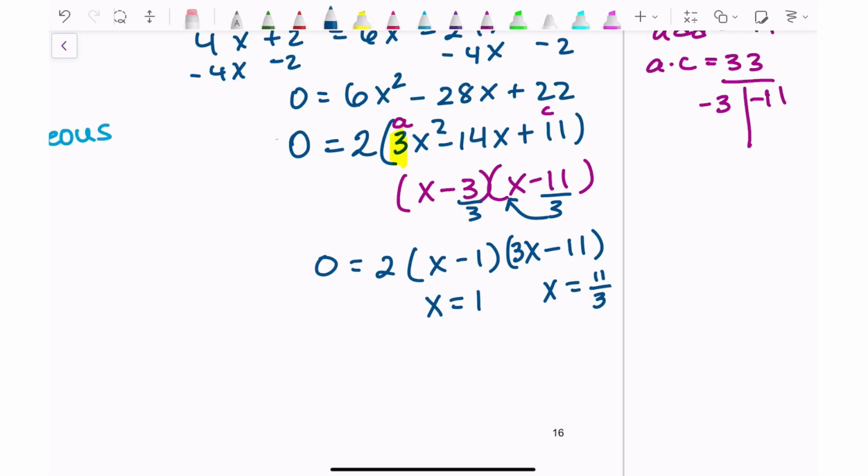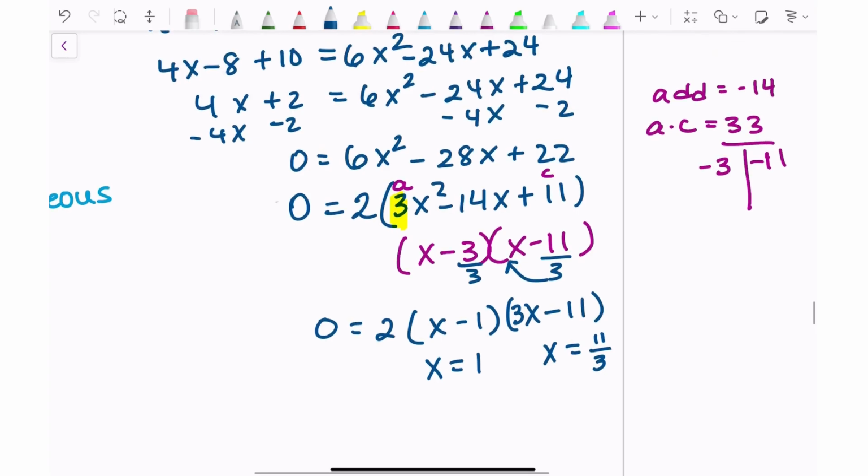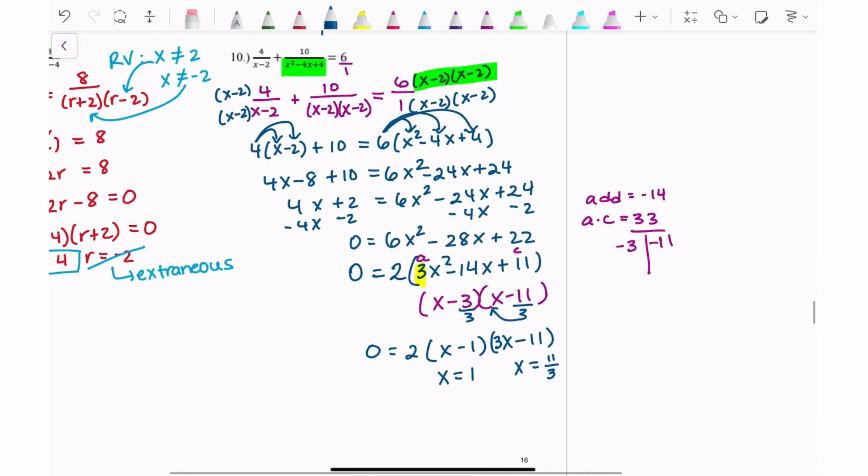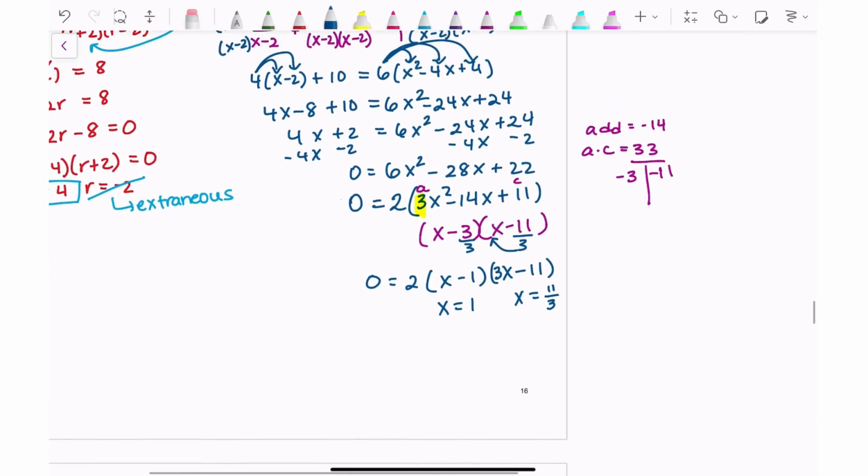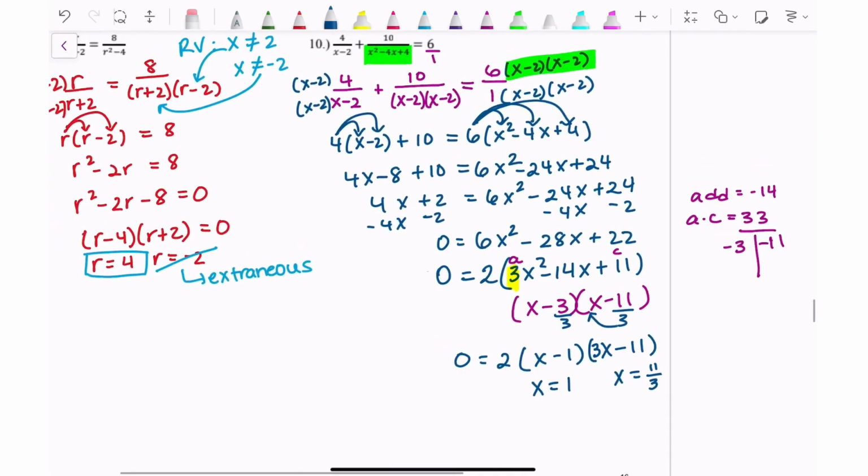I did graph this in Desmos, so we did factor this correctly. And I want to check to make sure those are not restricted values. My restricted values for this problem would have just been 2. Neither of those is 2, and so those are both my answers. So definitely a more challenging example there.